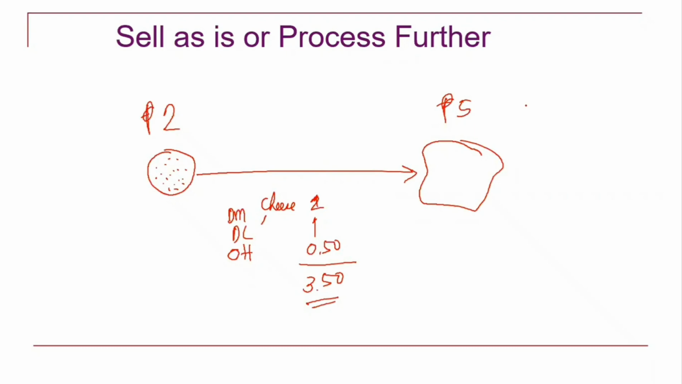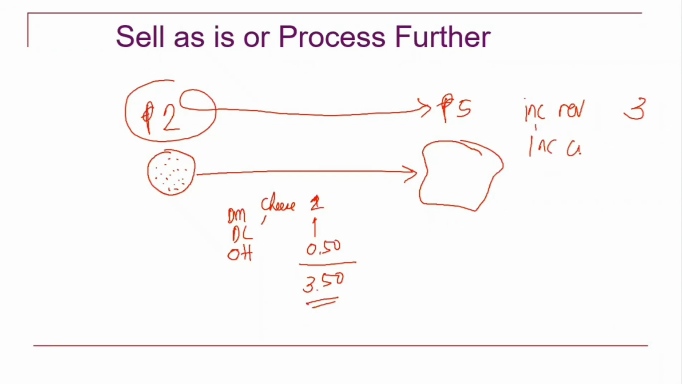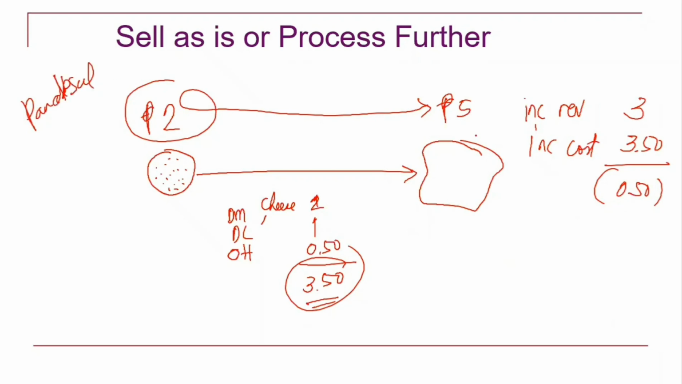Pero tingnan nyo po, yung incremental revenue natin mula 2 pesos, naging 5 pesos, 3 pesos lang. Incremental po, di ba? Now, ano yung incremental cost natin? Incremental cost natin, ito pong nadagdag, 3.5. Ngayon, lugi po tayo ng 50 cents. Kaya, ang sagot natin dito, ano bebenta natin? Pandesal ba? Or special pandesal? Ang ibenta mo na lang ay pandesal.